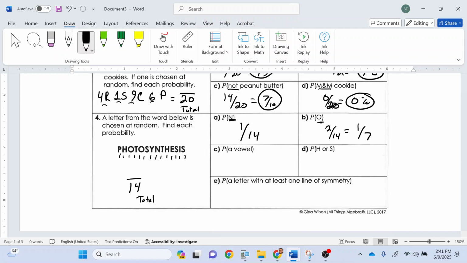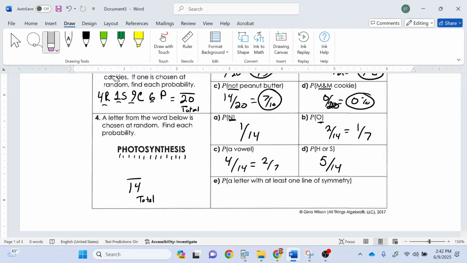A vowel. So O is a vowel. Y is sometimes a vowel, but doesn't work as a vowel in this one. E is a vowel. I is a vowel. So that's going to be 1, 2, 3, 4. That's 4 out of 14. So that's going to be 2 out of 7. H or S. This is H. This is S. Here's another S. Here's another H. Here's another S. So it looks like I have 5. So 5 out of 14.